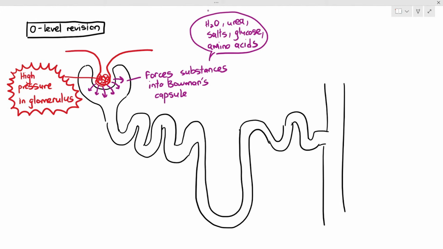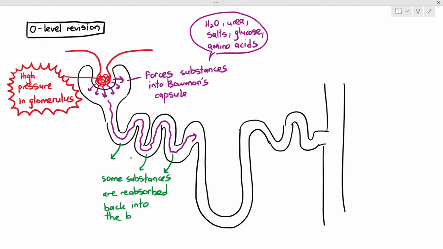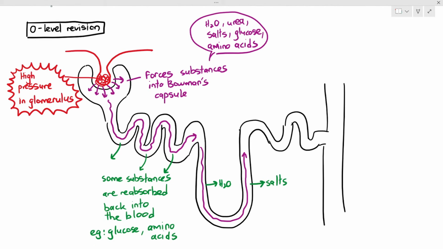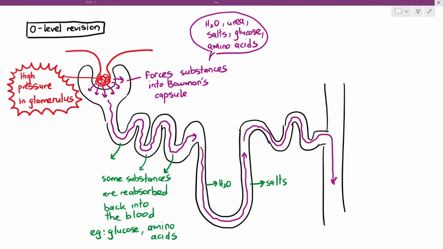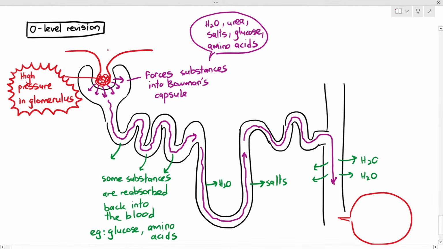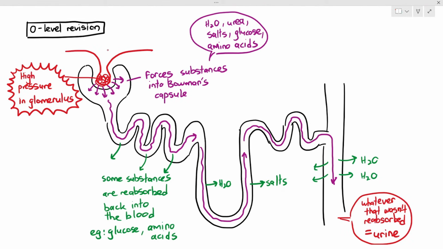Alright? But as those substances, represented by the purple arrow, move through the nephron, the tubules, some of the substances will be reabsorbed back into the blood capillaries. Examples will be glucose, amino acids, even some water, and also some salts. Okay, there will be some series of reabsorption. Whatever is not reabsorbed will be at the end of the collecting duct. So whatever was not reabsorbed will be the thing that forms the urine. So this is the simple overview of urine formation.